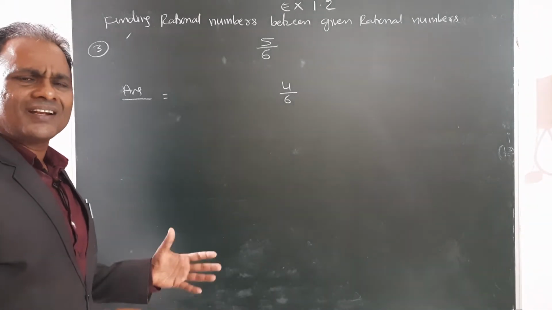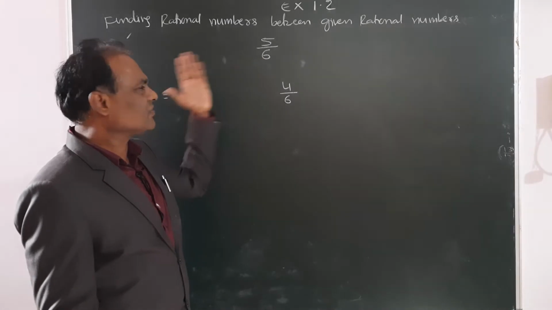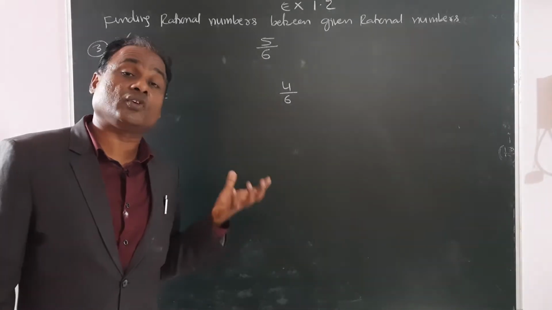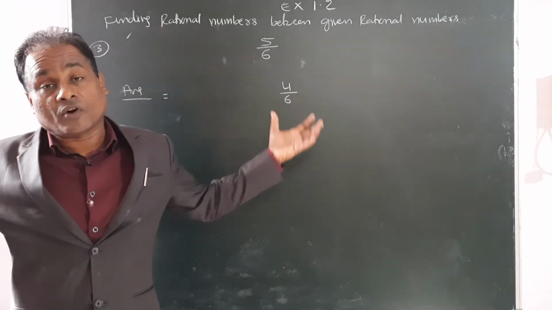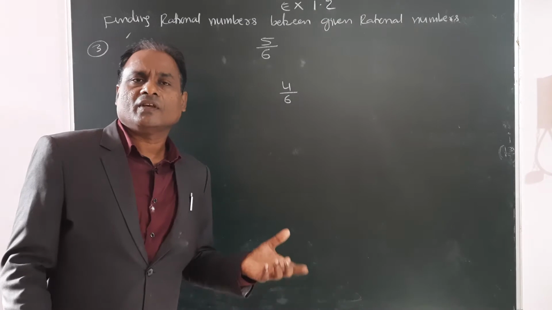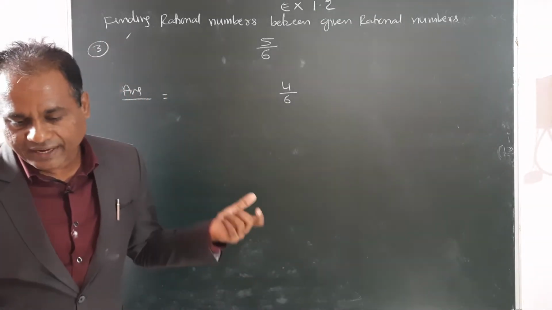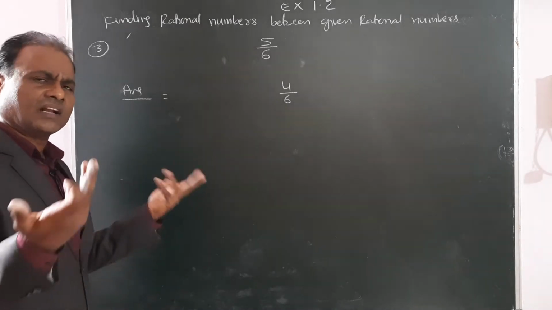With different methods we will get different answers, because less than 5 by 6 means you will get infinite numbers of answers. We are asked to write 5 numbers. So with different methods we will get different numbers. Any number is correct. Any answer is correct.